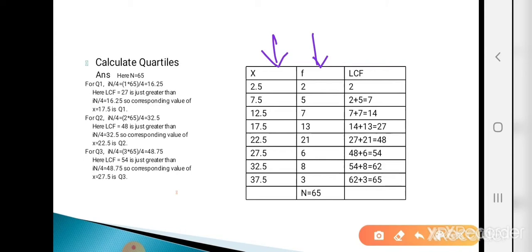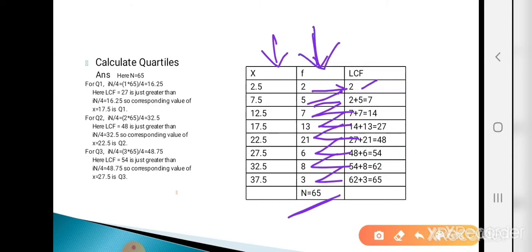So how to calculate LCF, that is, less than cumulative frequency? Write down the first frequency value as it is. So 2 as it is. Then the first LCF value plus the second frequency value. So 2 plus 5, that is 7. Then 7 plus 7, that is 14. Then 14 plus 13, that is 27. Then 27 plus 21, that is 48. Then 48 plus 6, 54. 54 plus 8, 62. 62 plus 3, 65. And here capital N is 65, that is the total frequency, the sum of the column of F.